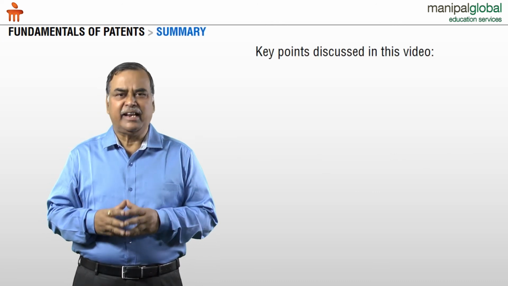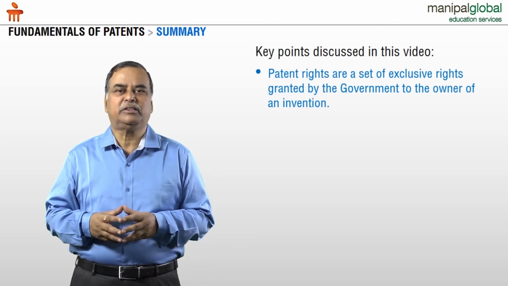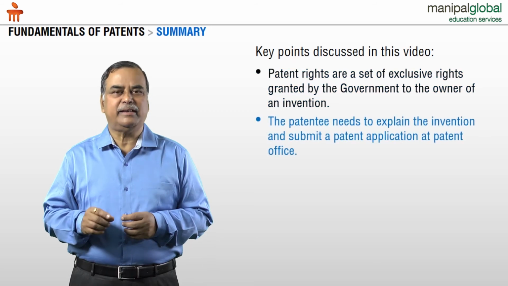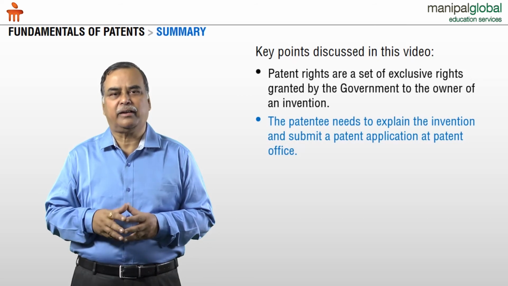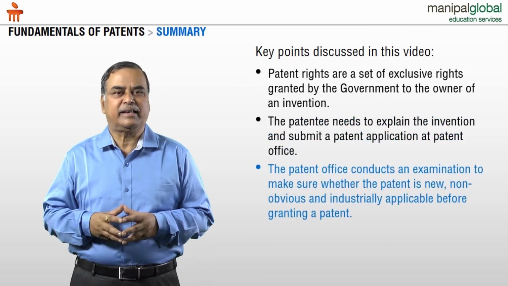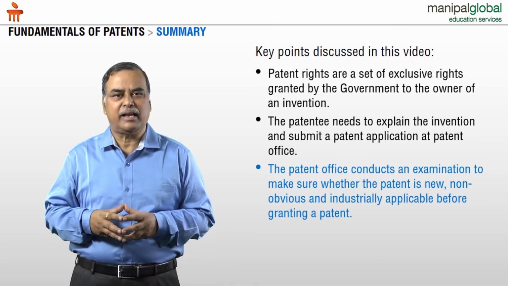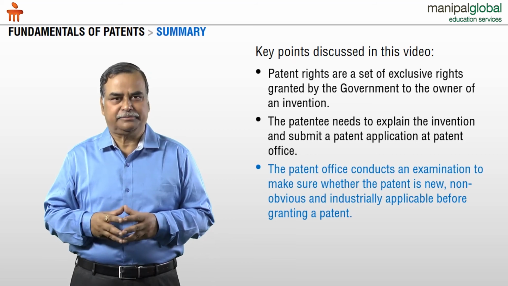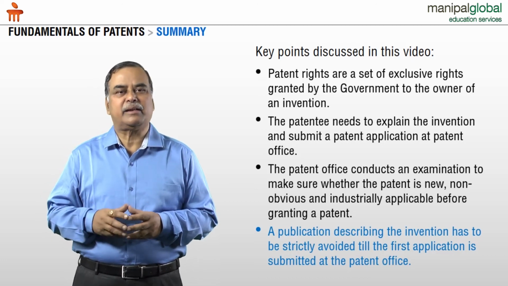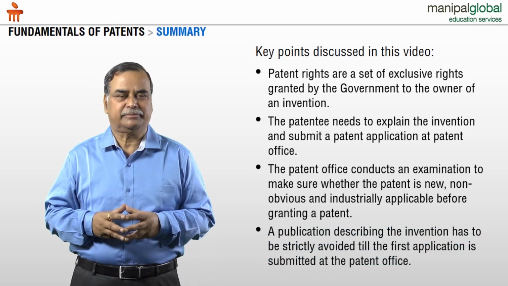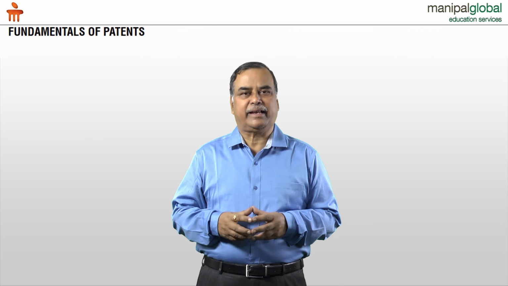In this video, we learnt that patent rights are a set of exclusive rights granted by the government to the owner of an invention. The patentee is required to explain the invention and submit a patent application in a national or a foreign patent office. The patent office conducts an examination to make sure whether the patent is new, non-obvious and industrially applicable before granting a patent. A publication describing the invention has to be strictly avoided till the first application is submitted in a patent office. Now that you have learnt about the fundamentals of patents, you can attempt the case study.